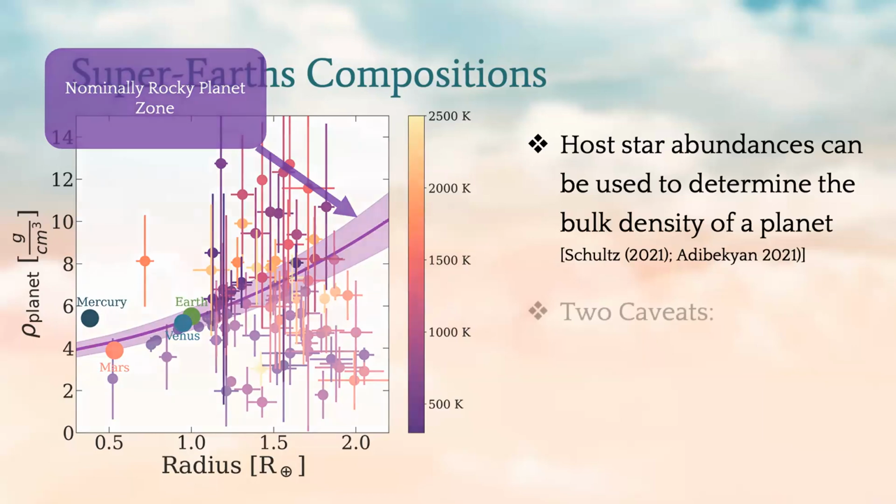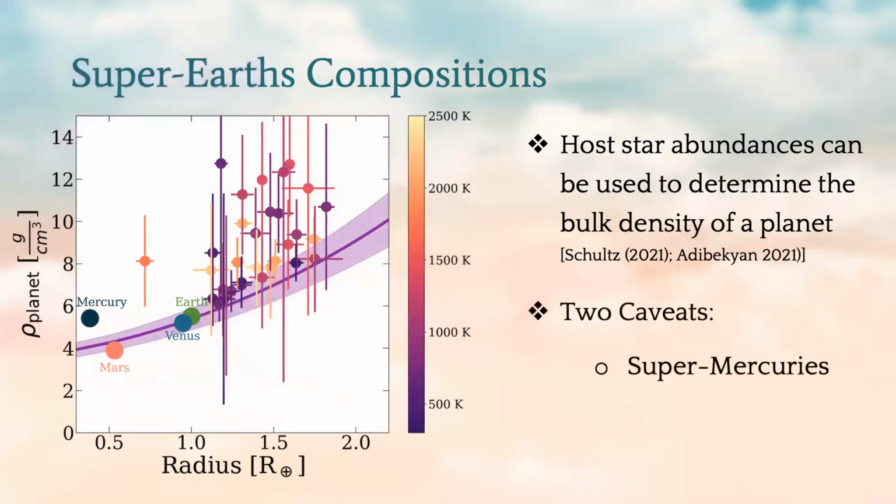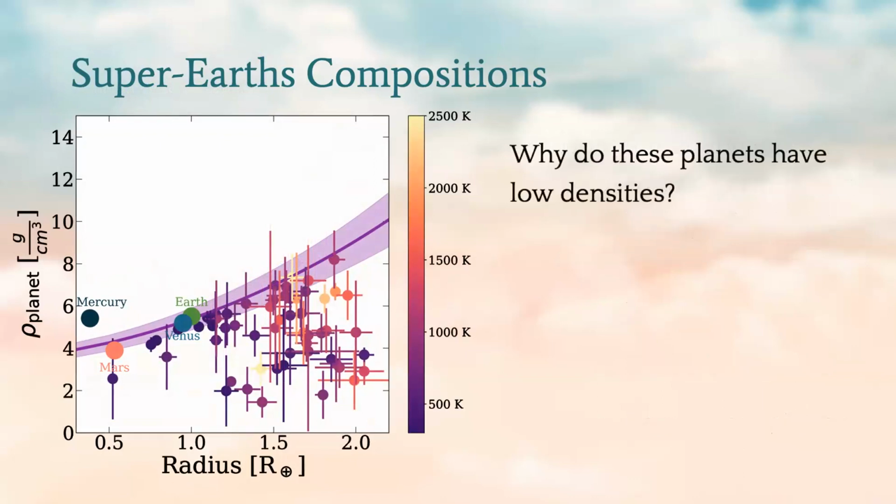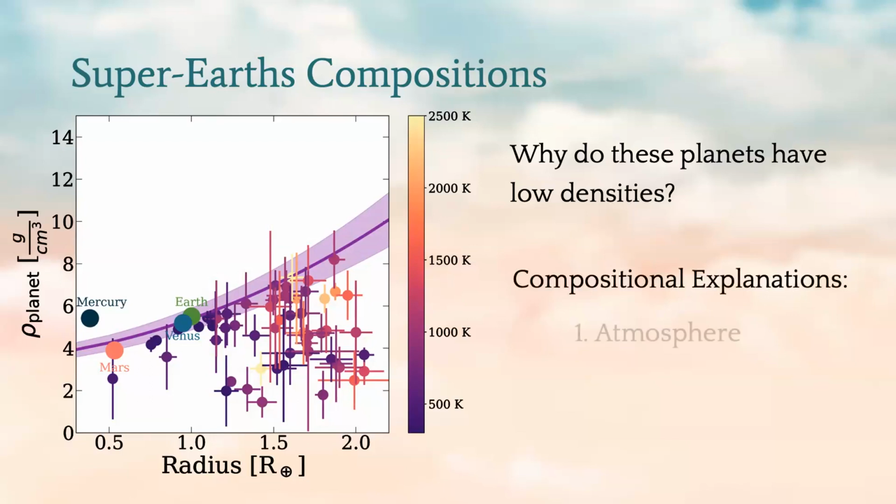And so as you can see, most planets don't fall into this nice Earth-like, nominally rocky zone. So the 2 caveats are the ones that fall above this line, so that are more dense than we would expect, super Mercuries, and then we've got these low density planets. And so one question we can ask is, why do these planets have such low densities? You could think that magma could be causing it, or you could think that maybe the atmospheres could be causing it. So you've got 2 explanations. The first one is atmospheres, and then you can also look at the interior compositions.